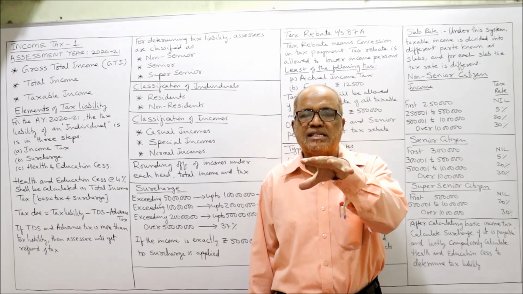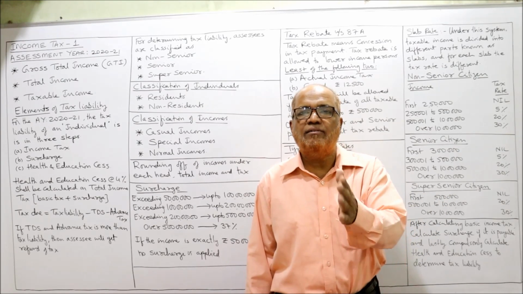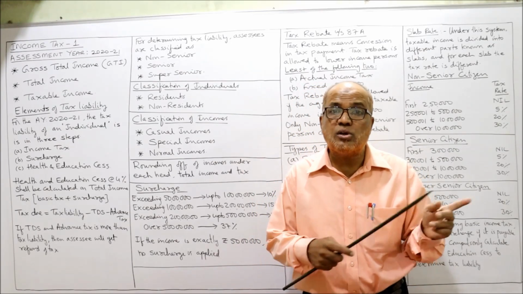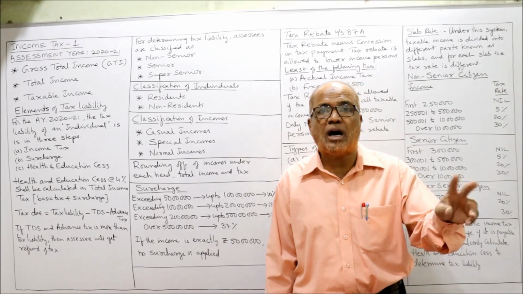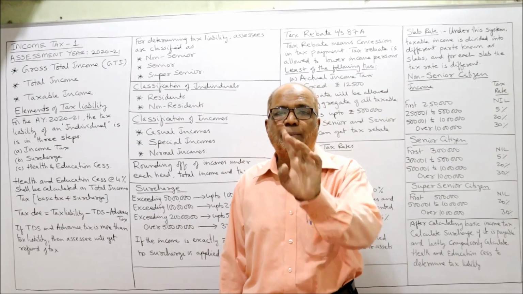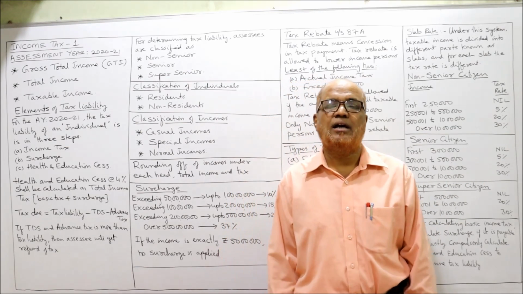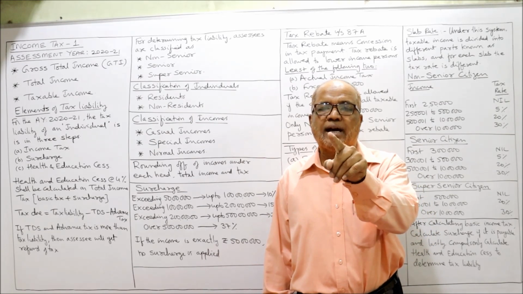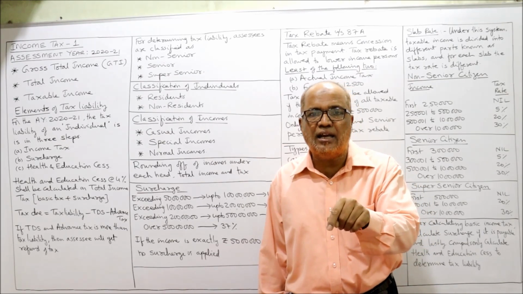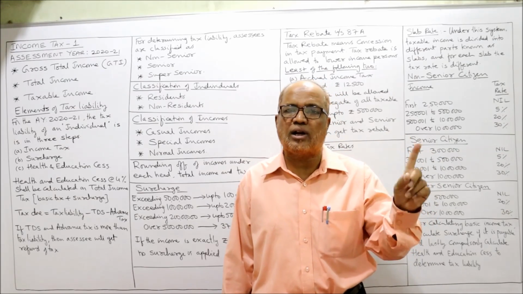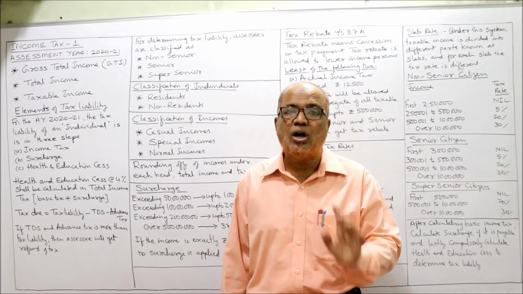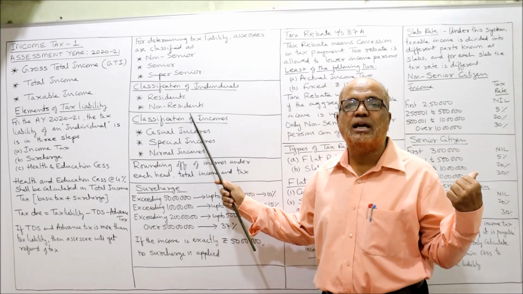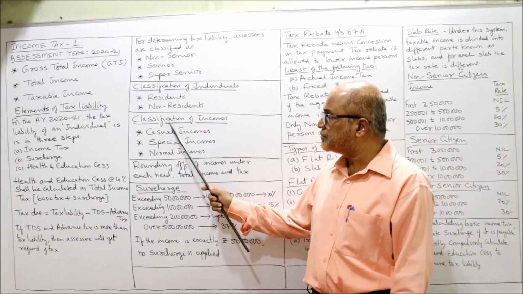So if a person's residential status is resident, he will be taxable not only on Indian income but also on foreign income. Both are taxable in India if a person is resident. If a person is non-resident, he will be liable to pay tax only on Indian income. Foreign income he is not liable to pay tax on if he is a non-resident. In detail, I will explain in the coming video regarding residential status.